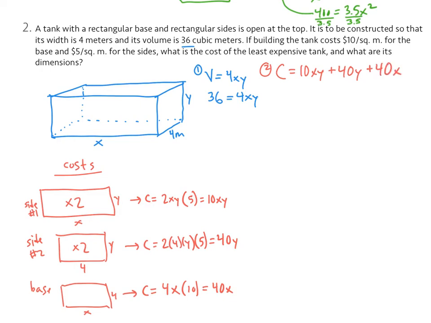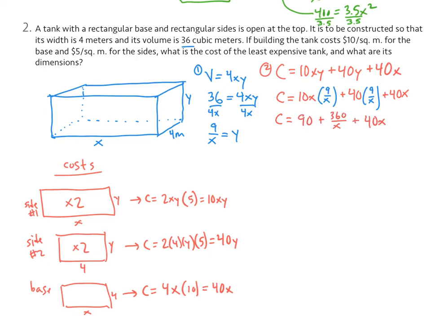This cost equation has 3 variables, C, x, and y. But this equation in blue has 2 variables, so we can isolate one of the variables. I will solve for y. So y equals 9 over x. Now I can go into the cost equation and replace y with 9 over x. Now I'll simplify the equation as much as I can, and you'll notice one of the terms is 360 over x. So before I take the derivative, I'm going to write that as an expression with a negative exponent, 360x to the negative first.